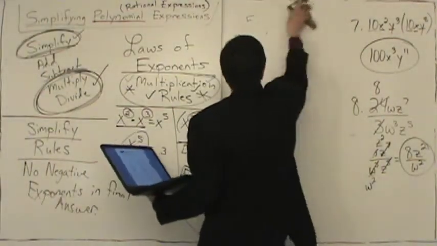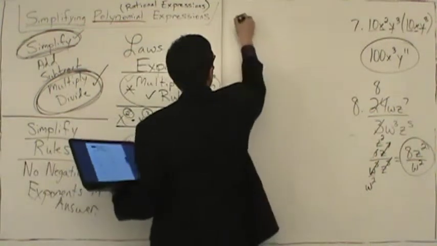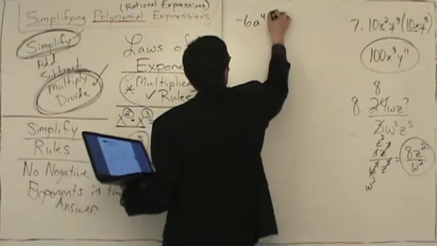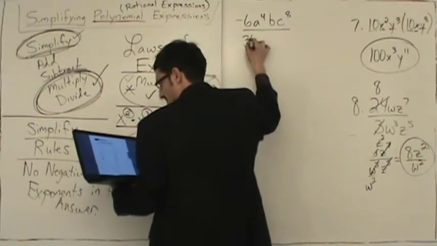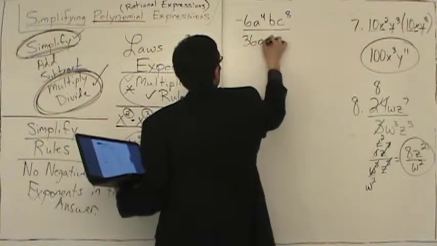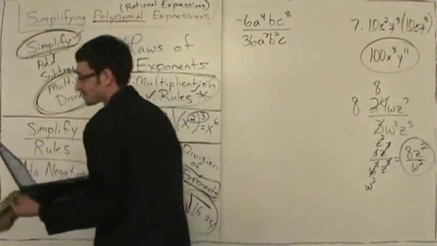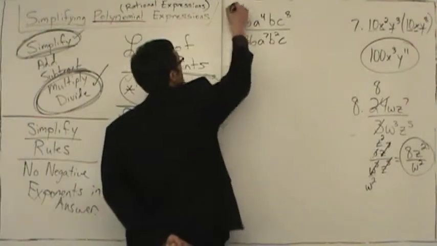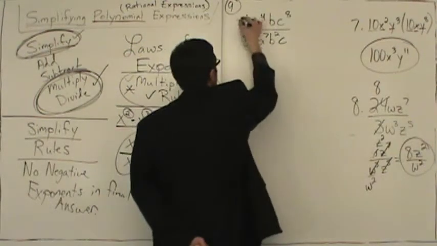Okay, our next problem is negative 6a to the 4th, b c to the 8th, over 36 a to the 7th, b squared times c. Now, this is question number 9. And we're looking at canceling, but I want you guys to see something here.